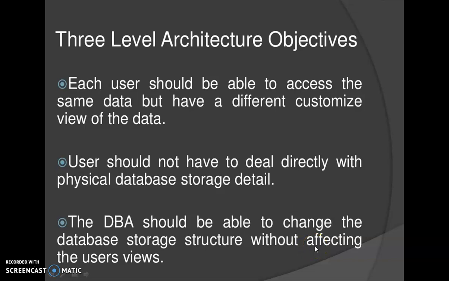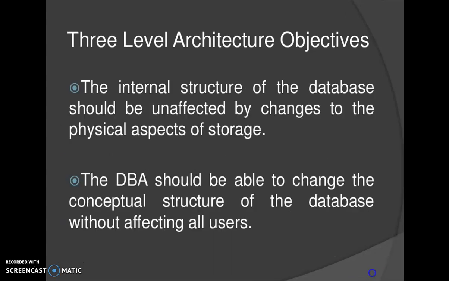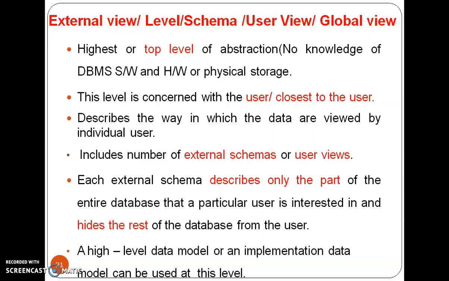Okay. So the objective of the 3-level architecture is that each user should be able to access the same data but have a different customized view of the data. Users should not have to deal directly with the physical database storage. The database administrator should be able to change the database storage structure without affecting the users' views. The internal structure of the database should be unaffected by changes to the physical aspects of storage. The DBA should also be able to change the conceptual structure of the database without affecting all the users.